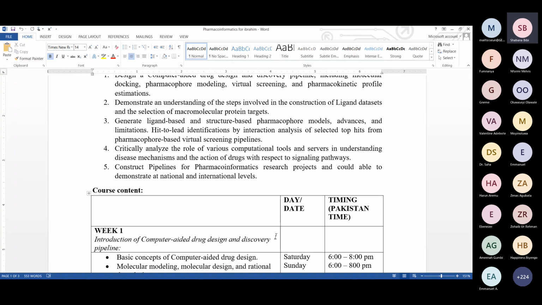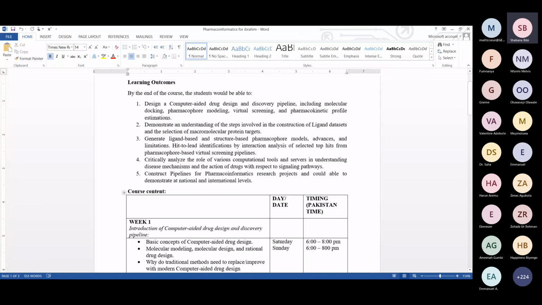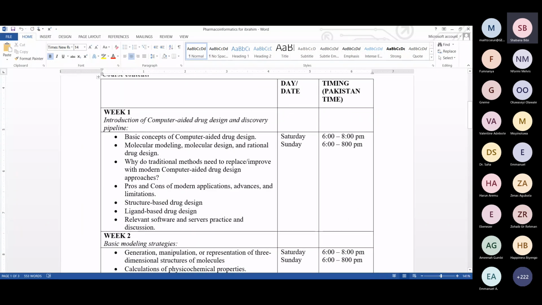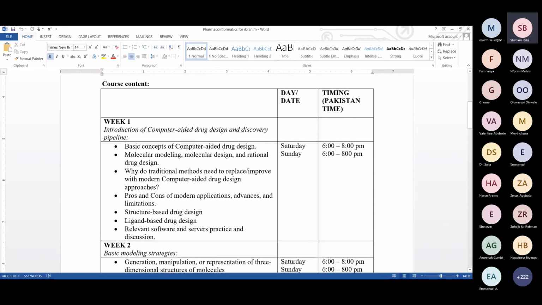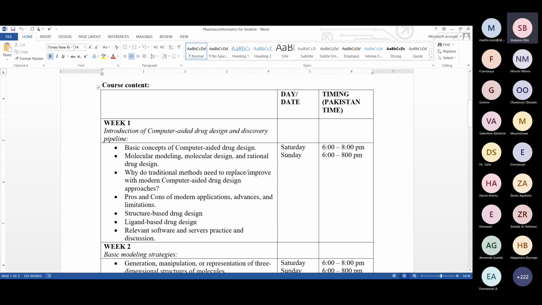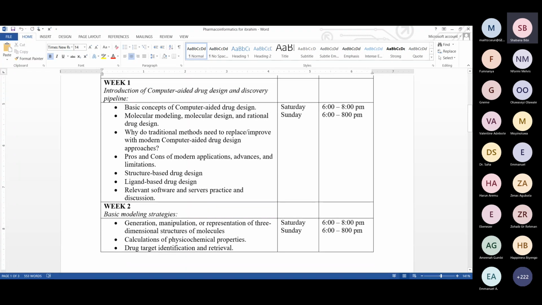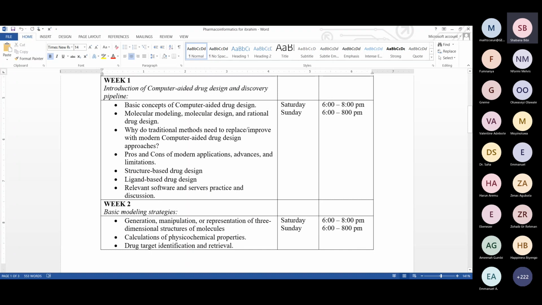For that, we have different freely available online tools and different licensed tools, and in this course we will go for the introduction of computer-aided drug design. We designed this course for Saturday and Sunday, and the classes would probably be 6 to 8, like 2 hours each day. After 2 hours, a small assignment will be given to you for the next day, and we will probably discuss that assignment as well.